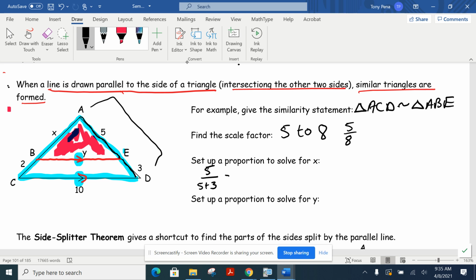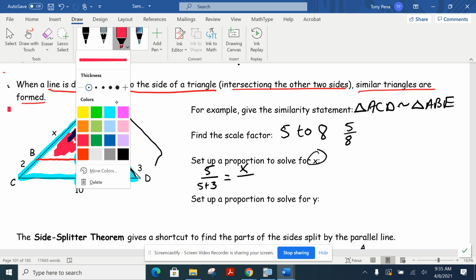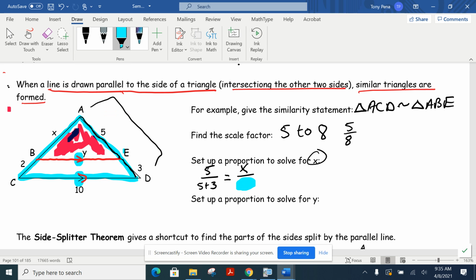But the reason I like you to write that initially, when we go to the other side, if I want to solve for x, which is what this one is asking, x is the left-hand side of the red one, the smaller one. So that has to go on top. And then what I should be putting down here is the left-hand side of the big triangle.